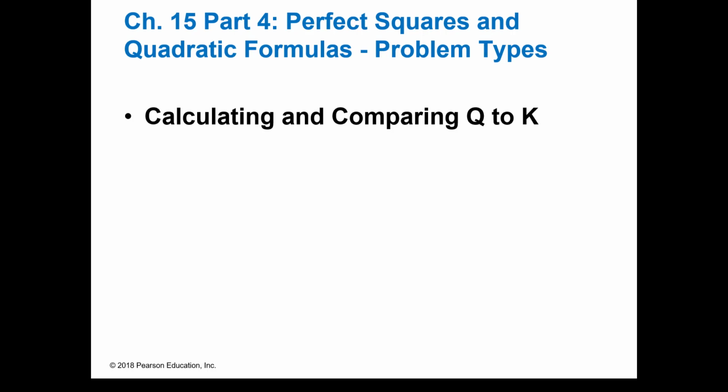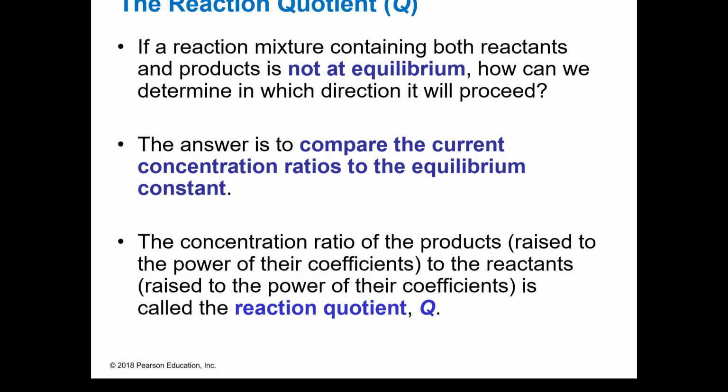In this section, we're going to learn how to calculate Q, and we're going to compare Q to K. Basically, what Q is used for is to decide if the concentrations that you have at any one point are at equilibrium or not. So this is when you don't know if it's at equilibrium. If you have a mixture that's not at equilibrium, you need to be able to figure out if it still needs to proceed to the right, or if it's overshot and it's going to come back a little bit to the left in order to maintain equilibrium.